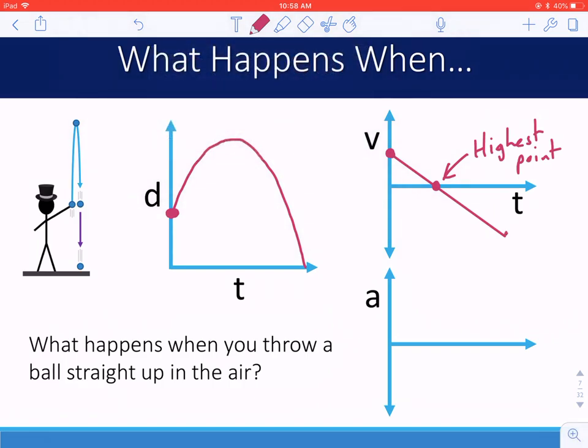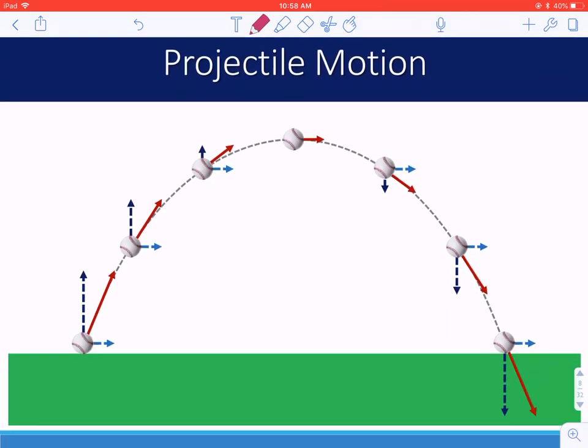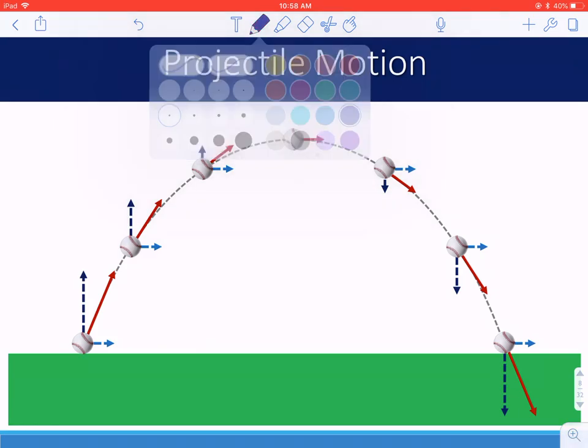And then it turns back around and hits the ground, moving at a negative velocity. For acceleration, that's just the slope of our velocity versus time graph, and it is always exactly the same. That is always going to be a negative 9.81 meters per second squared. So then, it's important that you know how this turns into a two-dimensional type of motion.